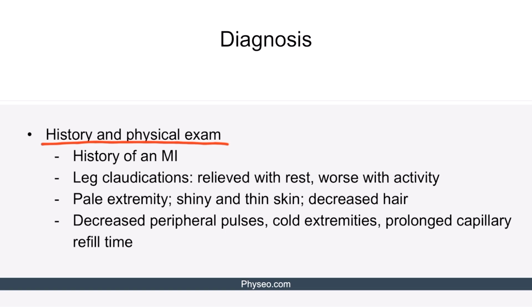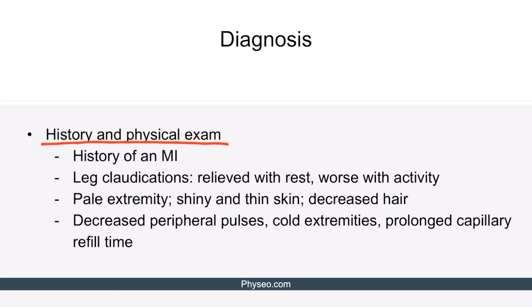On inspection, the extremity may appear pale, shiny, with thin skin, and it might have decreased hair density. And note that all of these are signs of peripheral artery disease. Additionally, peripheral pulses will be decreased. The extremities will be cold, and if you test their capillary refill time, you'll notice that it's prolonged.